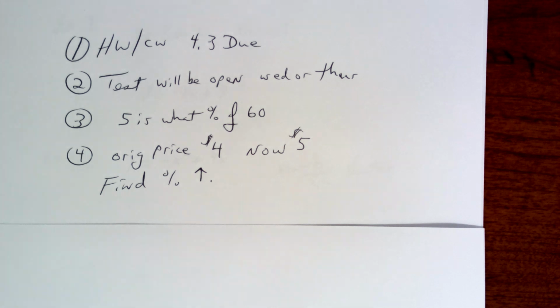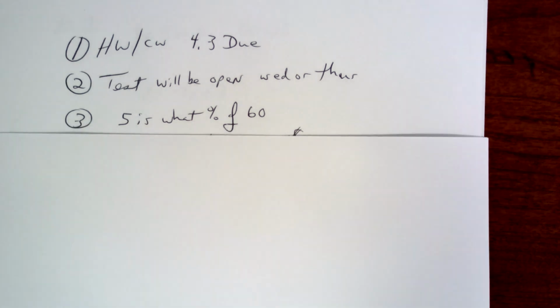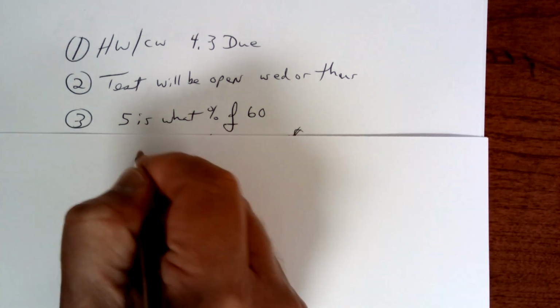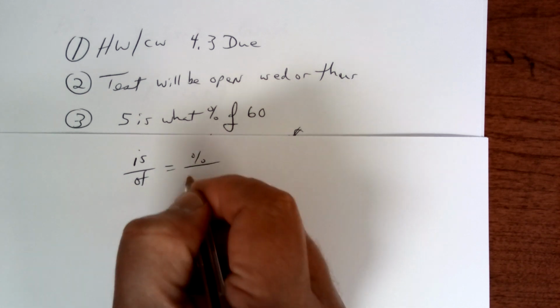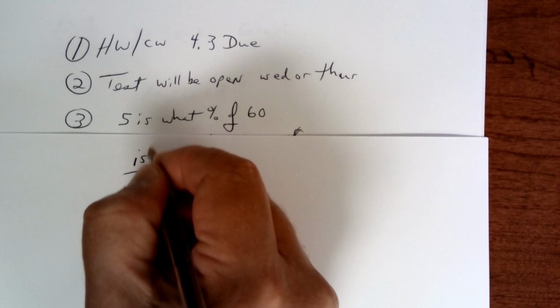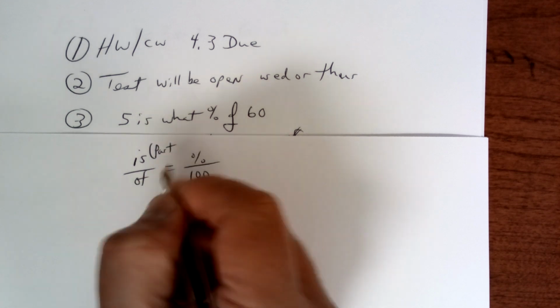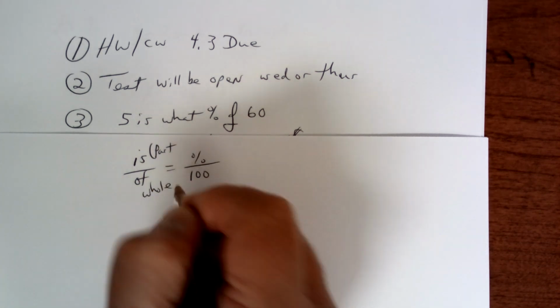Let's work these percent problems. Remember, you have is over of equals percent over 100. And this is called the part, and this is the whole. Write that down. Part and whole.